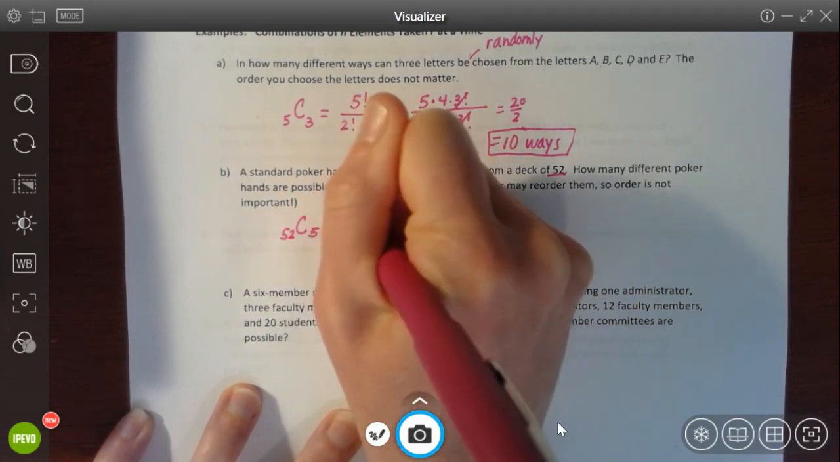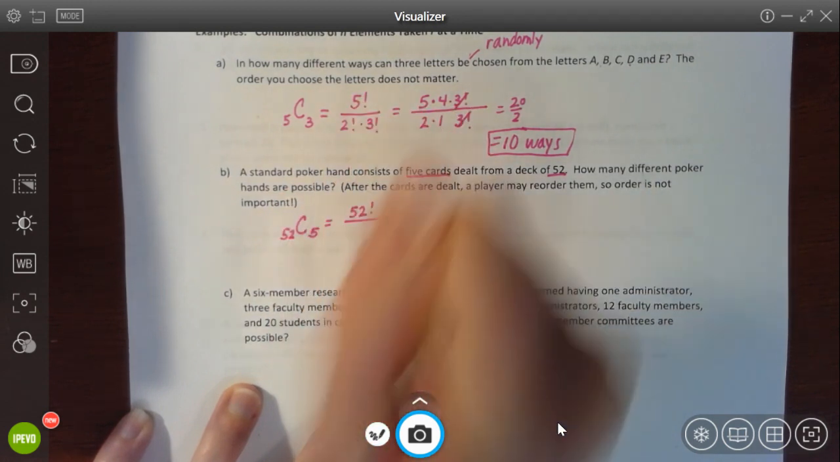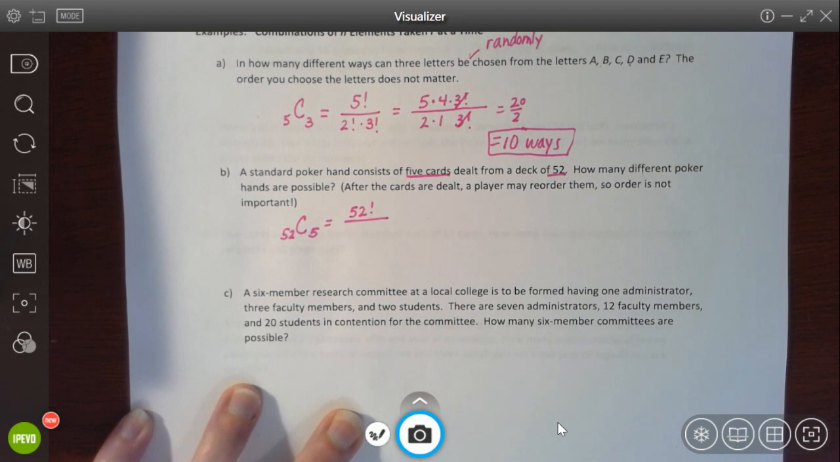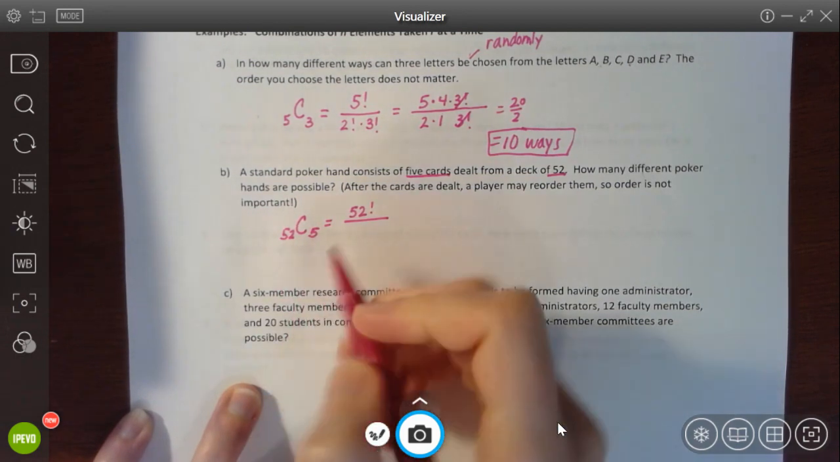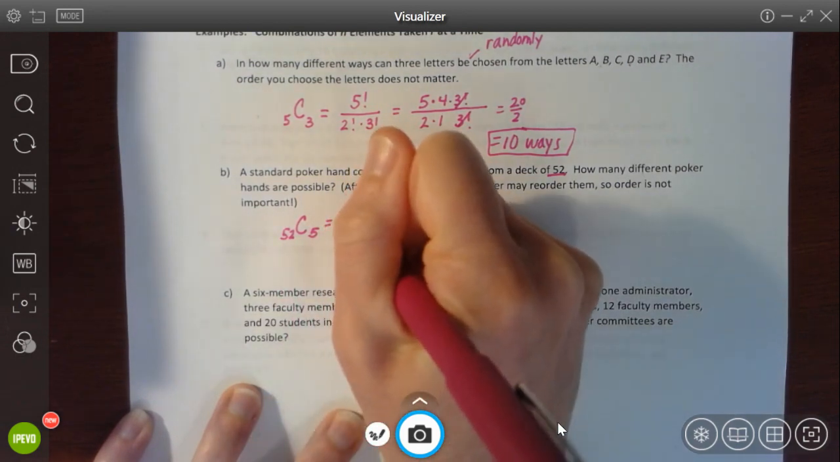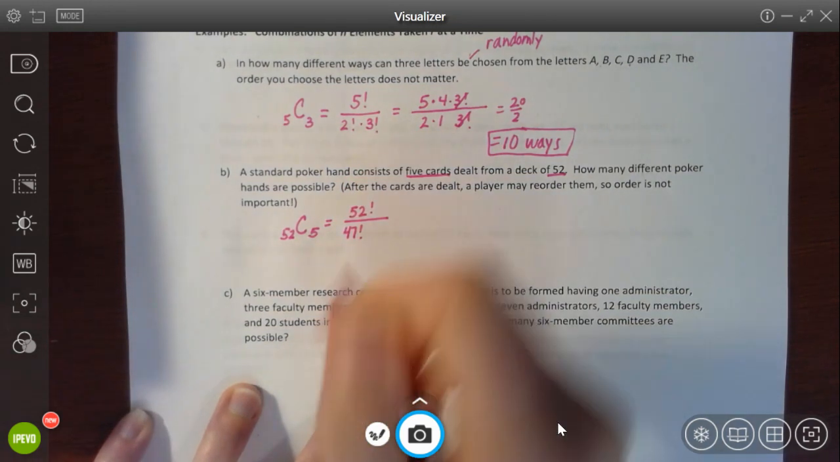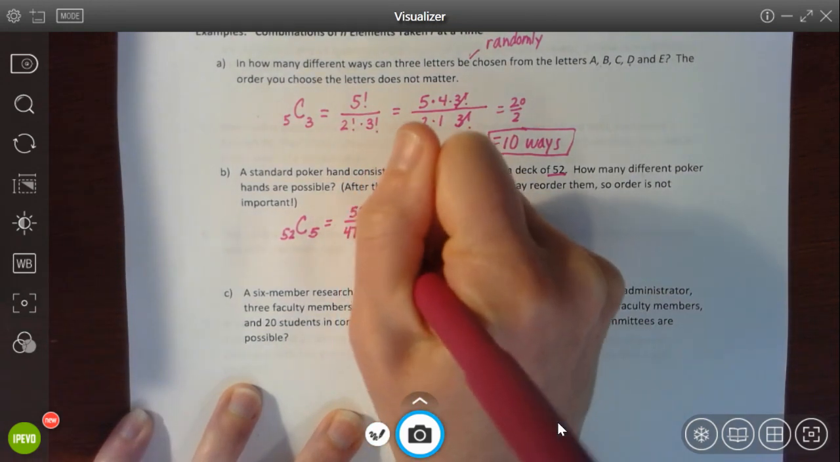Again, we're going to take our n factorial. So our total number of cards for this was 52. Then we're going to take 52 minus 5 and get 47 factorial for the n minus r. And then we're going to multiply by r factorial down there.